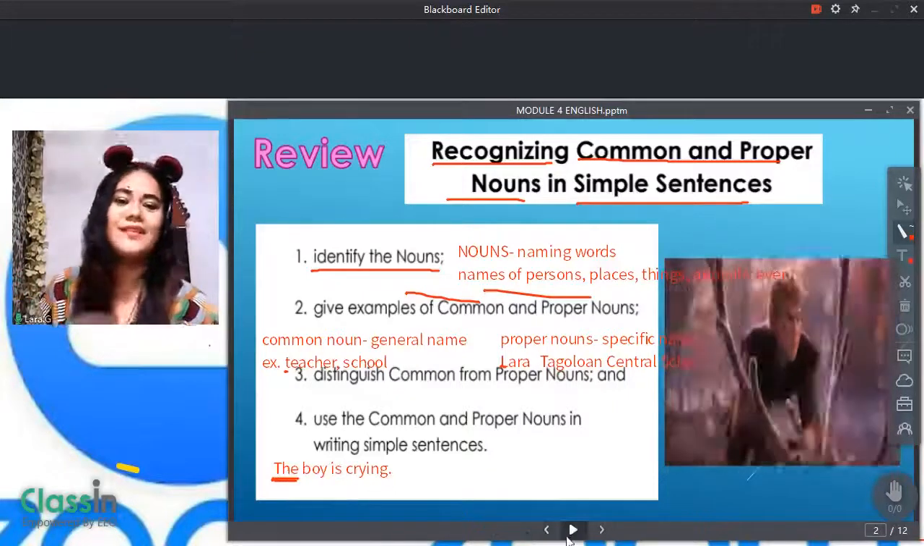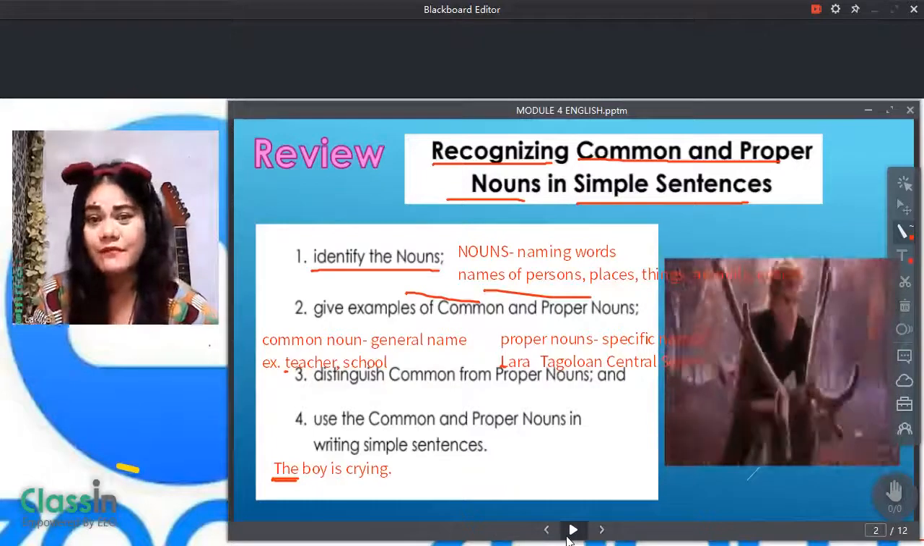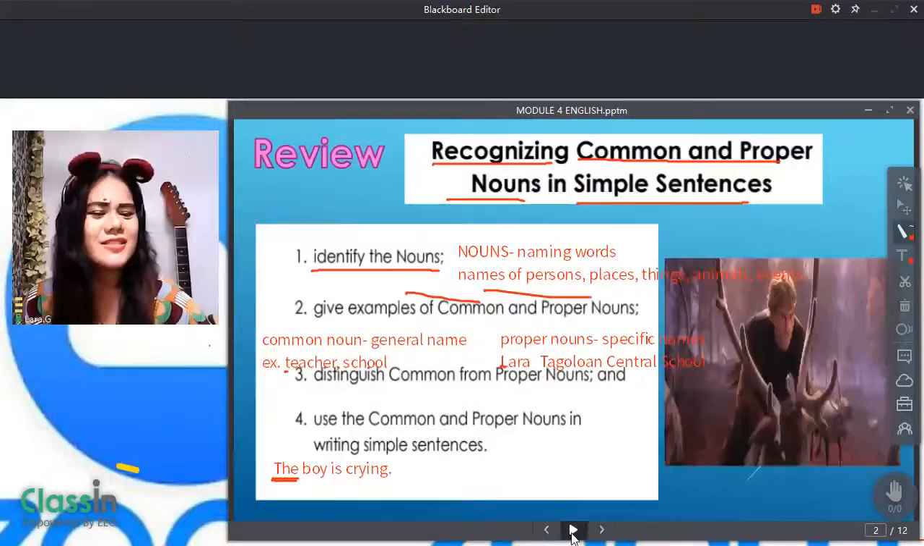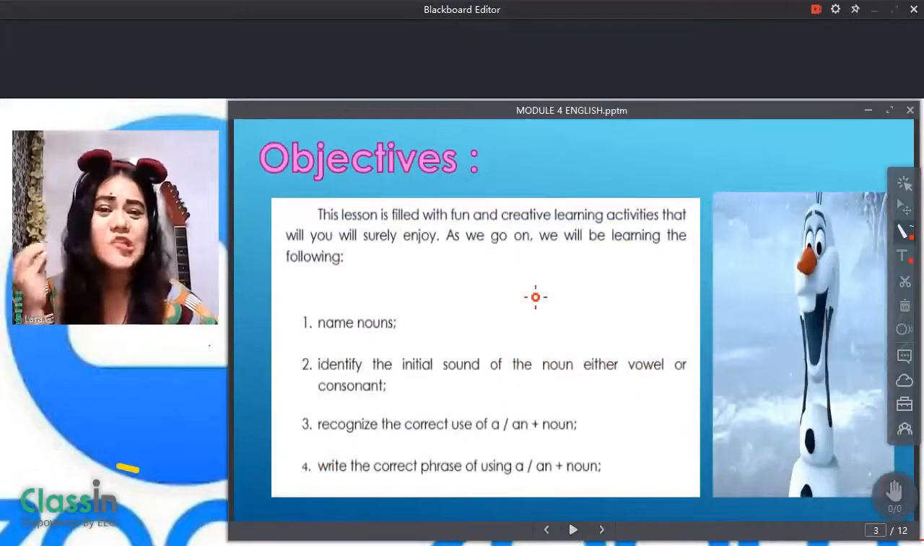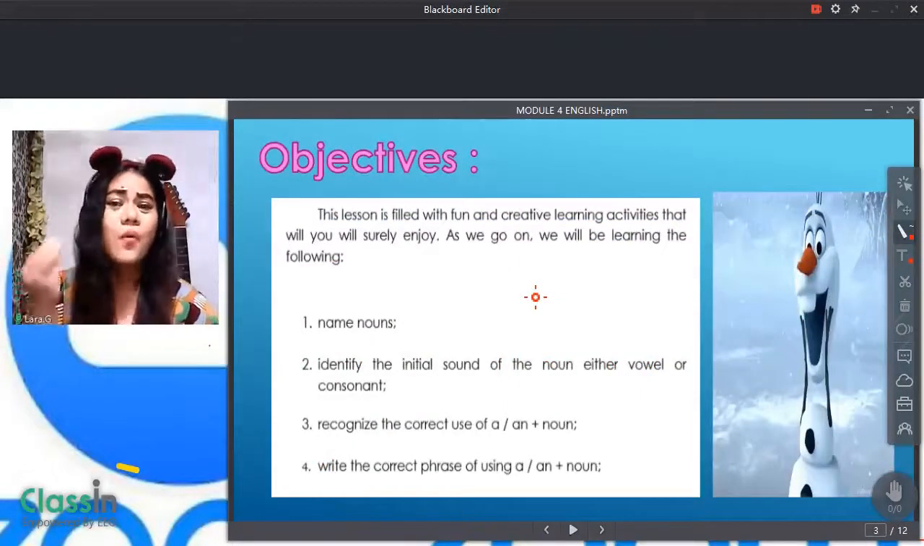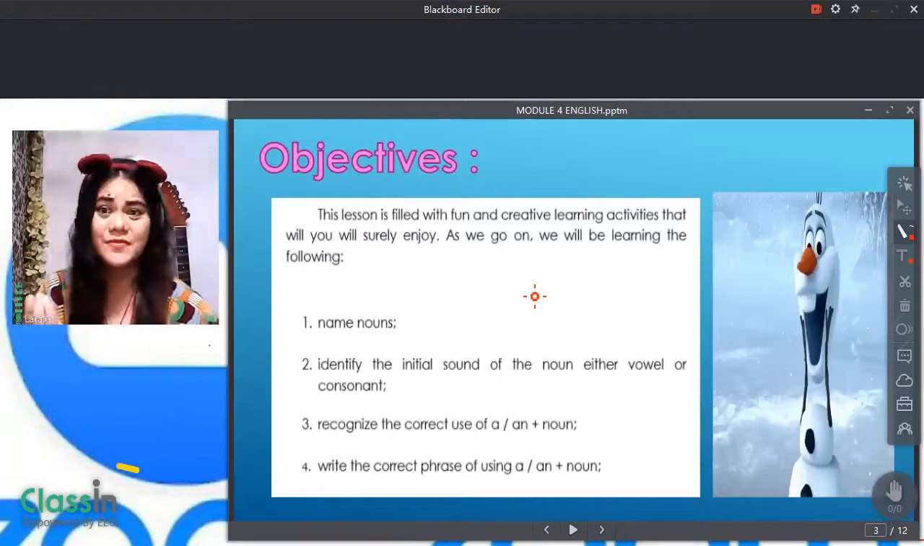So that's just a review of Module 3. Now let's start with Module 4. But let us first know what the objectives are, what we should learn from this module.